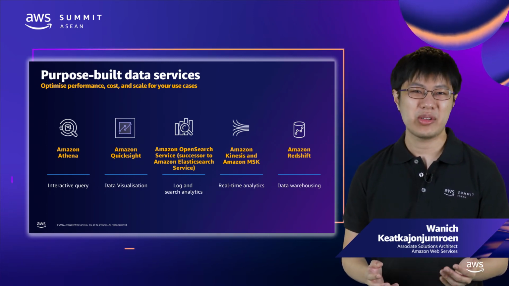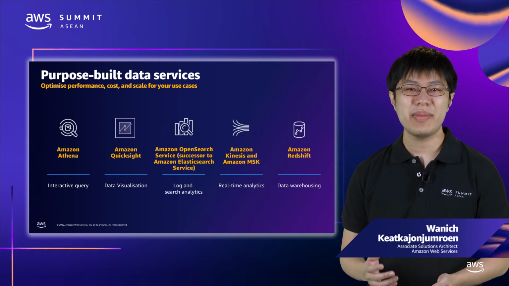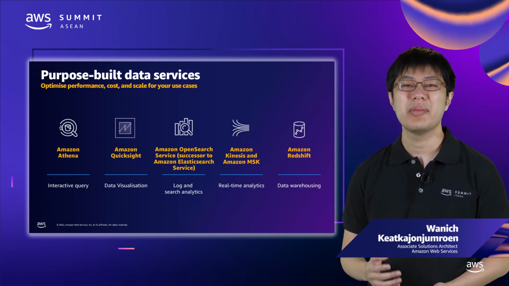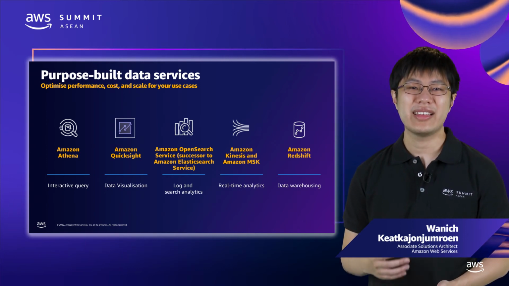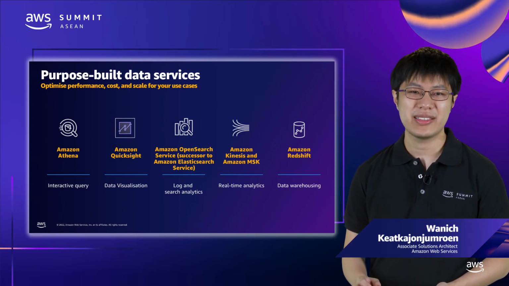Secondly, Amazon QuickSight, our business analytics service. QuickSight makes it easy for employees within an organization to build visualizations, perform ad hoc analyses, and get business insights from their data, anytime, on any device.